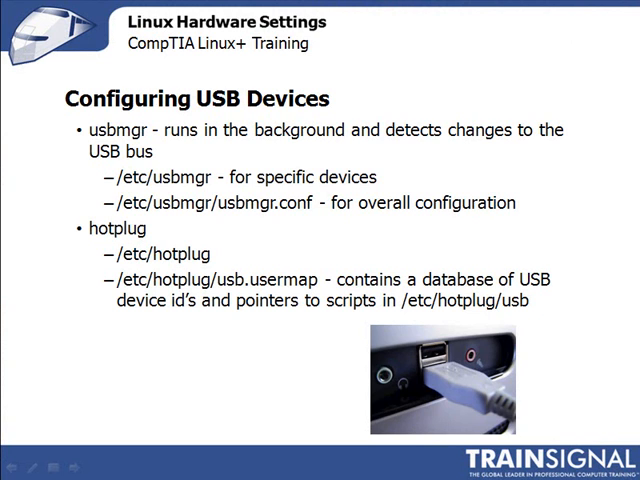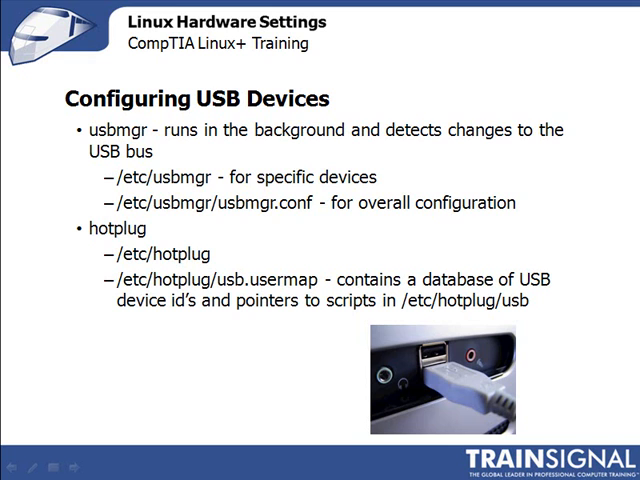USB drives splashed onto the scene, and within a few years, thanks to higher data transfer speeds and device portability, have usurped serial and parallel ports as the most common external interface. Two utilities help manage USB, or what's known as hot plug devices: USB Manager and Hot Plug. USB Manager runs in the background, like a daemon, and detects changes to the USB bus, loading or unloading kernel modules for the device.